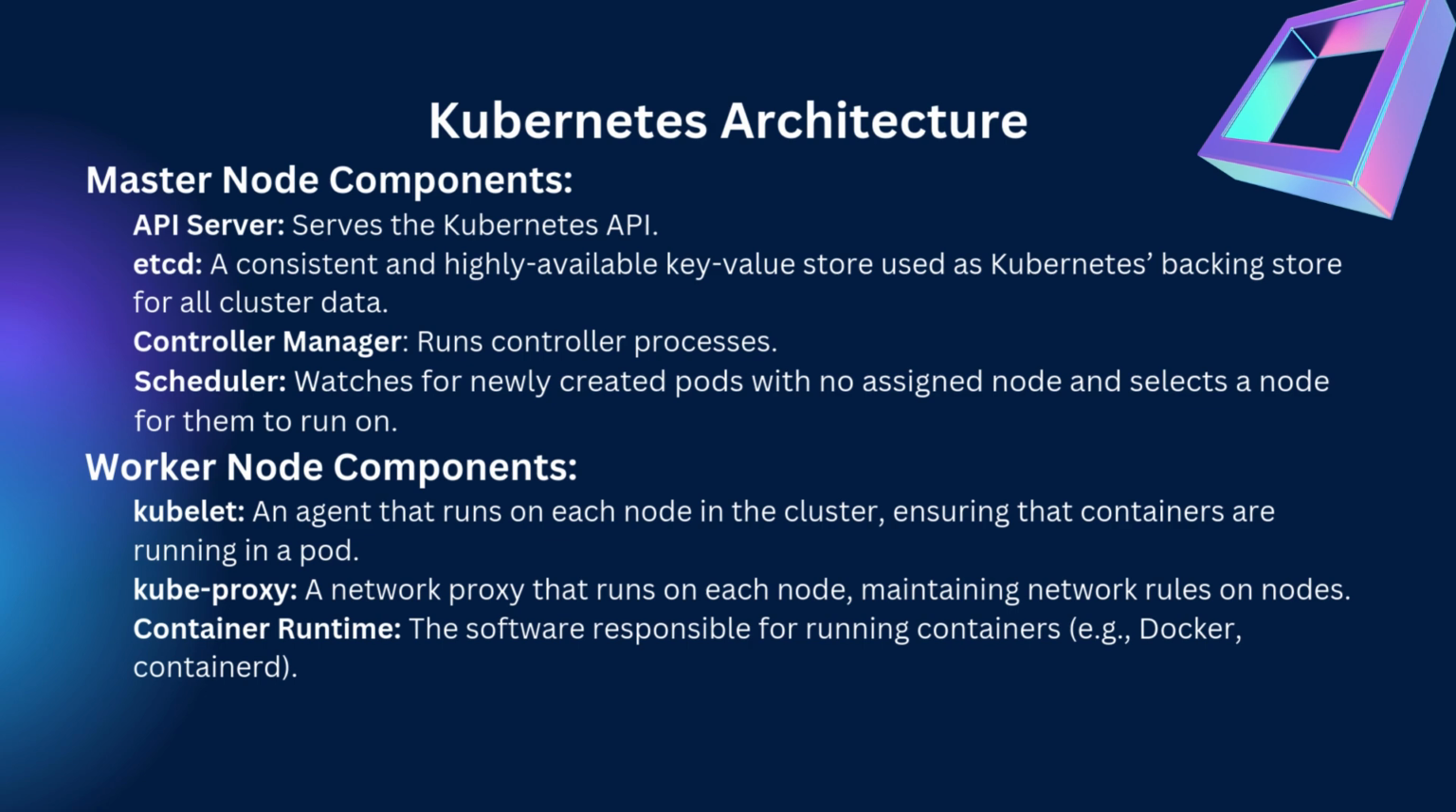Kubeproxy, a network proxy that runs on each node, maintaining network rules on nodes. The Kubernetes Kubeproxy is a network component that runs on each worker node, managing network communication for the pods. It maintains network rules on nodes, allowing for seamless communication between pods and services within the cluster.